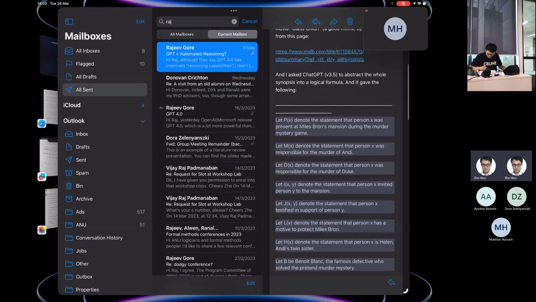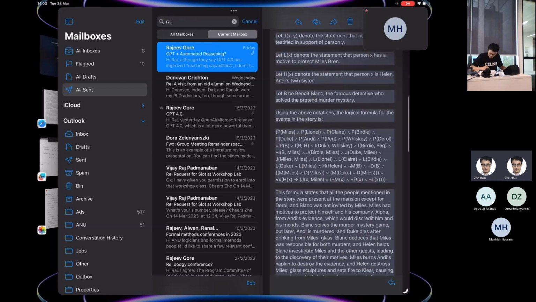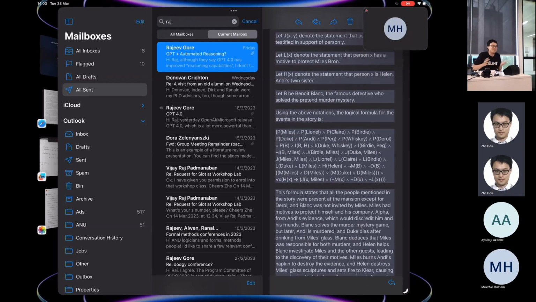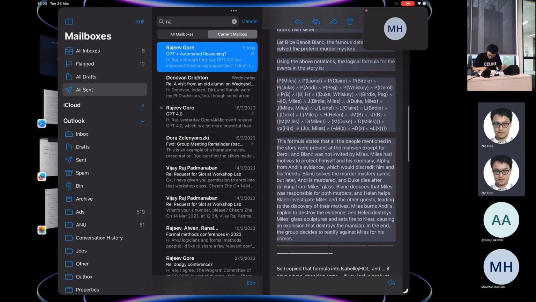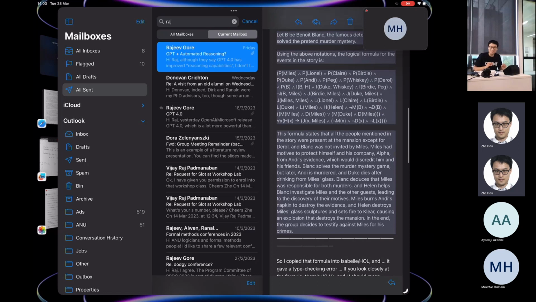So you see all those highlighted parts, those are all generated by ChatGPT. In the end, it gives you a formula that summarizes the plot. I put that formula into Isabelle, and it has some syntax errors, but they're easy to fix. So I fix it, and then I can ask Isabelle to check if there's a loophole. So that's one application.